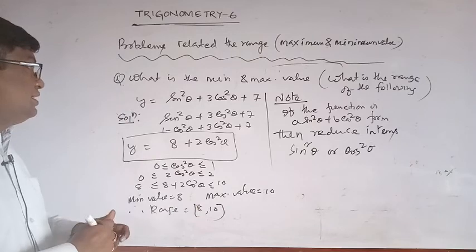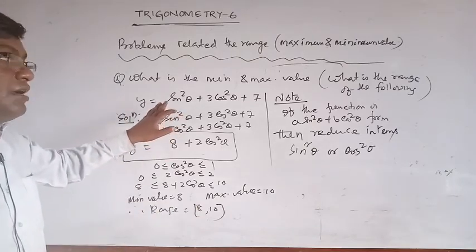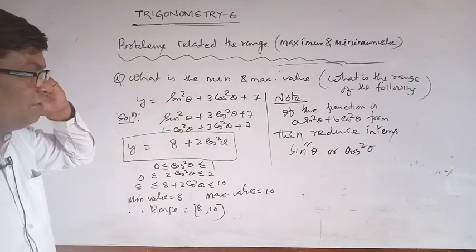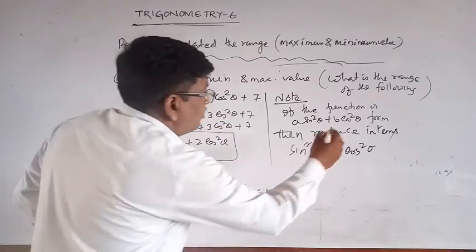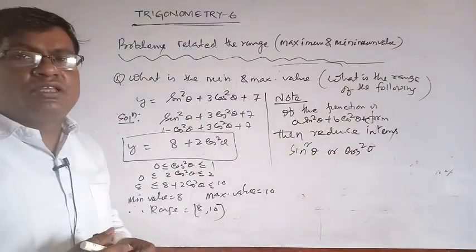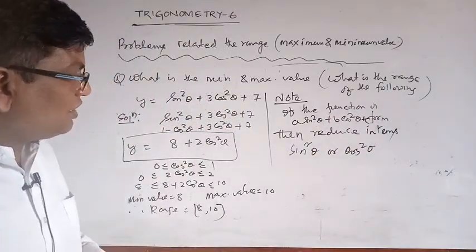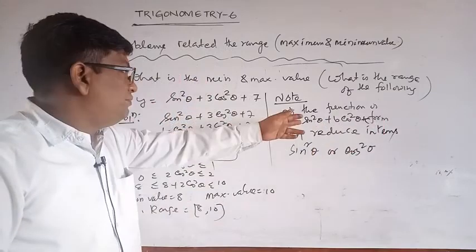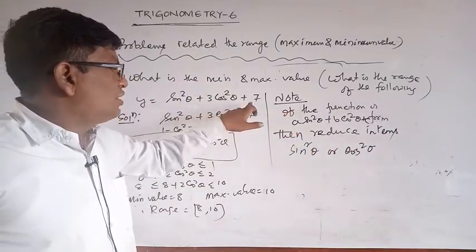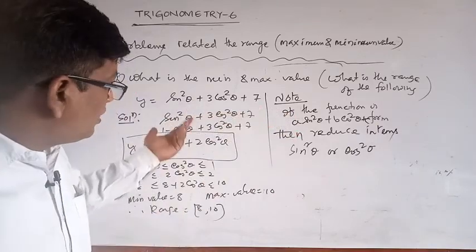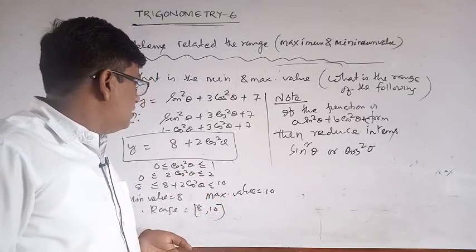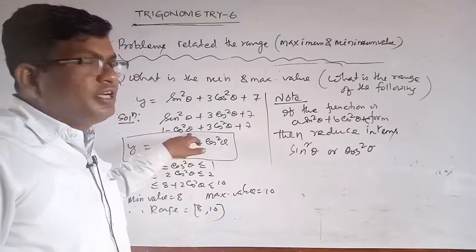If the function is of the form a sin square theta plus b cos square theta plus c, then first we have to reduce it to either sin square theta form or cos square theta form. So this question is sin square theta plus 3 cos square theta plus 7. Now reduce either in terms of sin square or cos square as you desire. Okay, so I reduce here in terms of what?